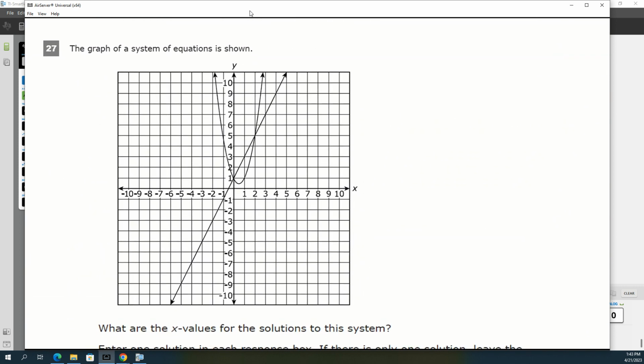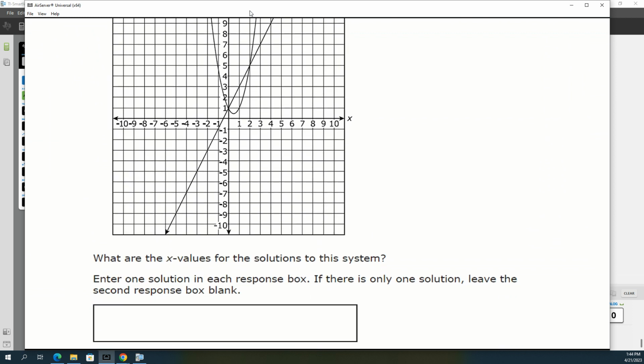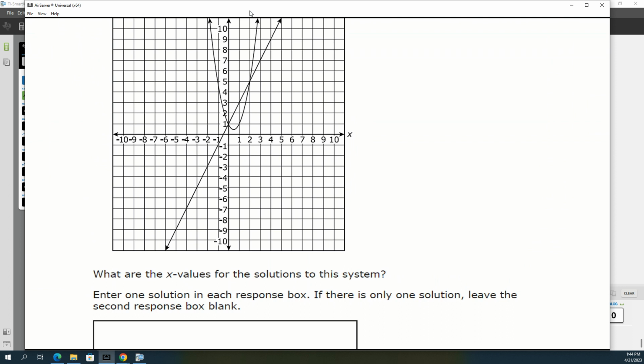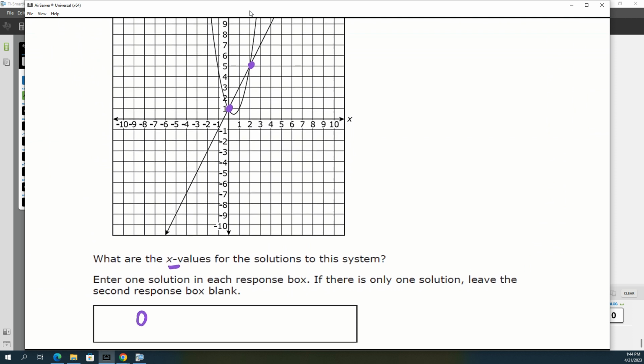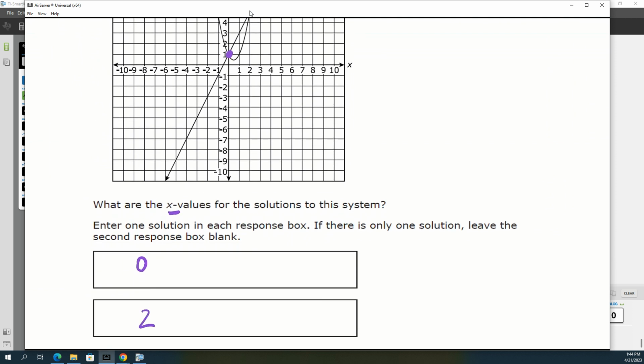All right, let's look at number 27. So we have the graph of a system of equations, and the question is what are the x values for the solution of the system? So there's 2 points where they cross. We only want the x values at that point. So the x value at the first point is 0, and the x value at the second point is 2.